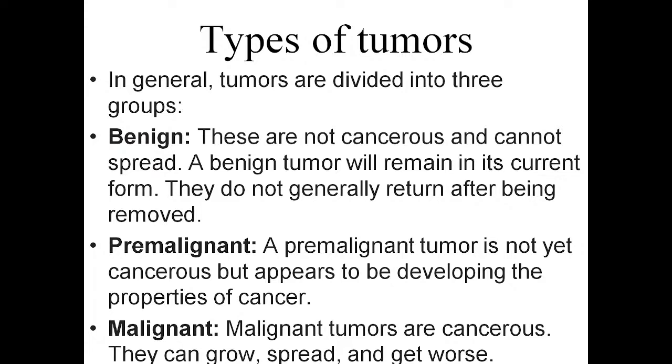And pre-malignant. Pre-malignant tumor and pre-malignant disease is not yet cancerous, but appears to be developing the properties of cancer. And malignant tumors are cancerous. They can grow, spread, and get worse.